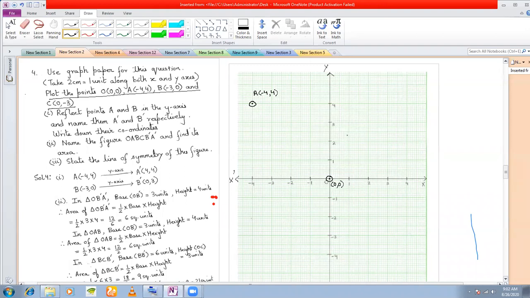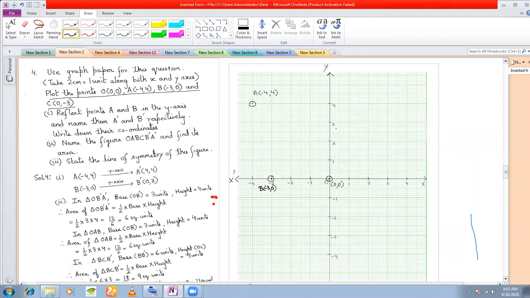Next, the point B, (-3, 0). Minus 3, 0, y coordinate 0. That means this point must be on the x-axis. So this is your point. Call this B, (-3, 0).